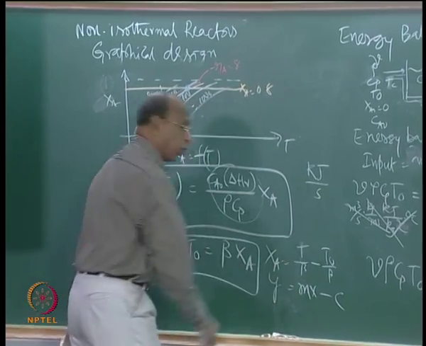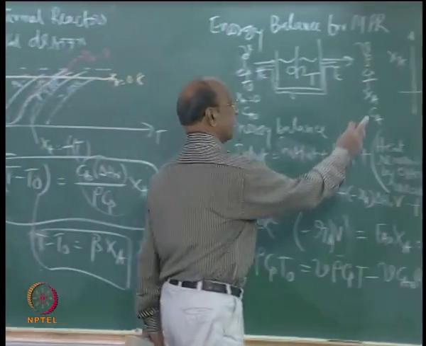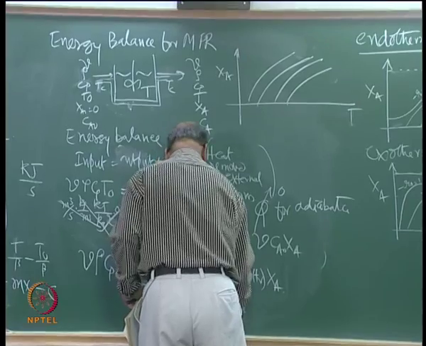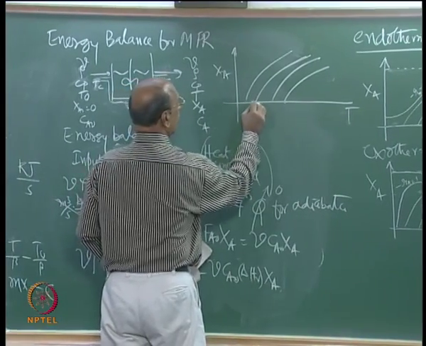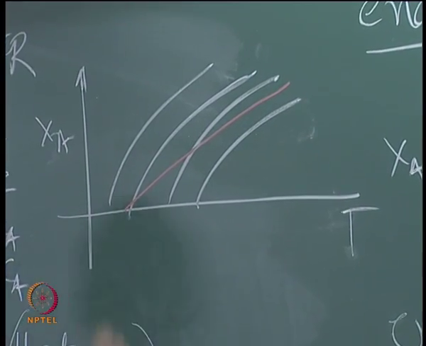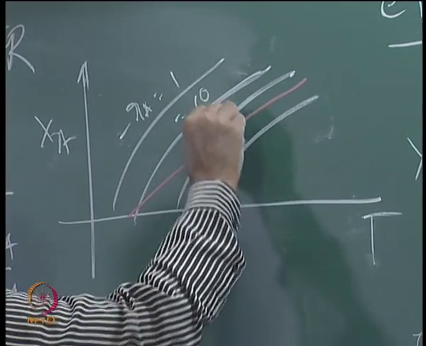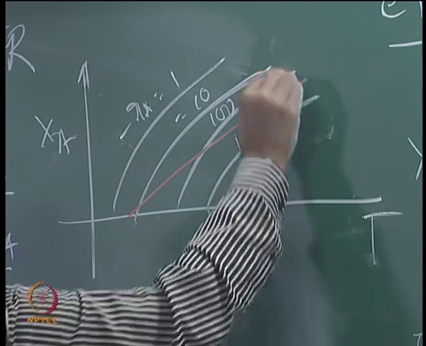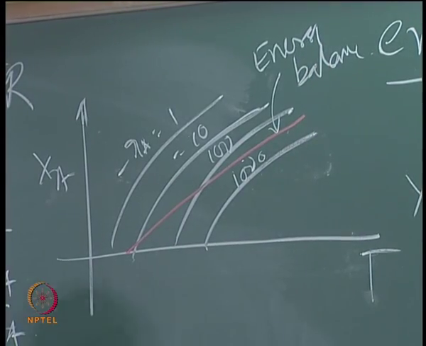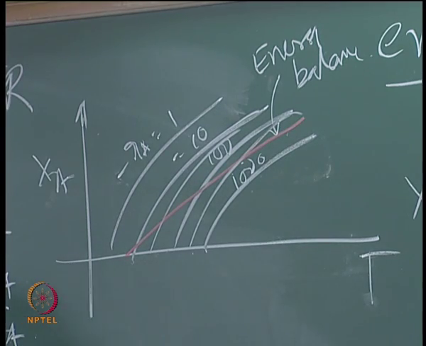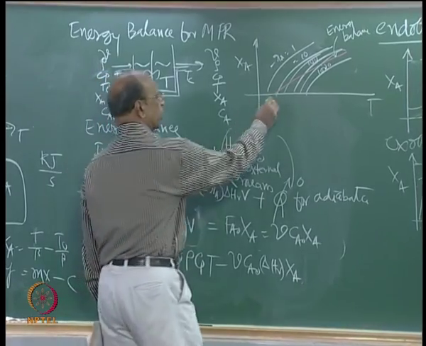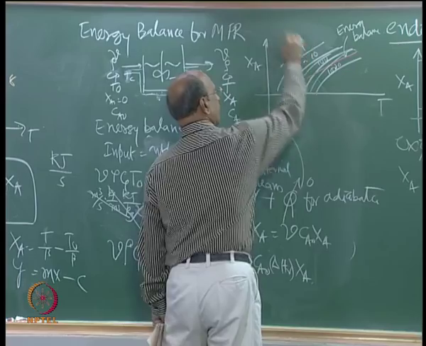Okay, good. So, now what is the slope for me? 1 by beta. So, when I plot that here, if it is an exothermic reaction, the temperature must increase, right? So, it goes something like this. So, this is minus R A equal to maybe 1, 10, 100, 1000 like this. So, this is the energy balance. Then I can also draw a number of lines here. For exothermic it is positive. In fact, for endothermic it is negative. It goes like this for endothermic.